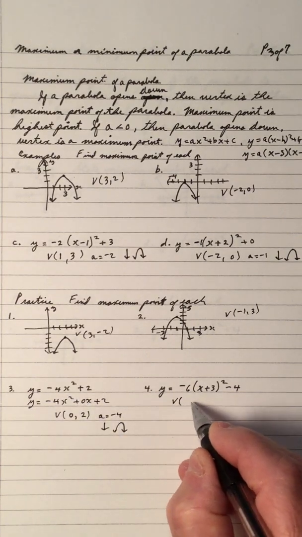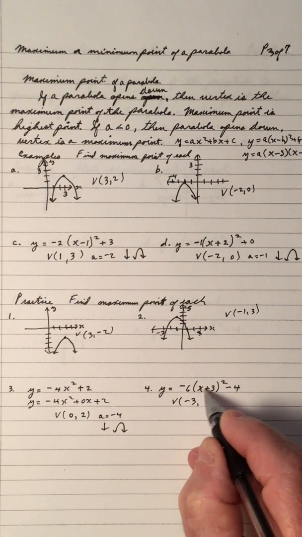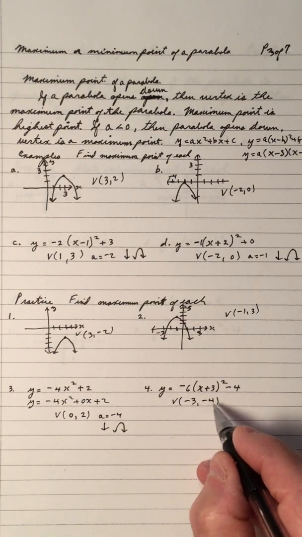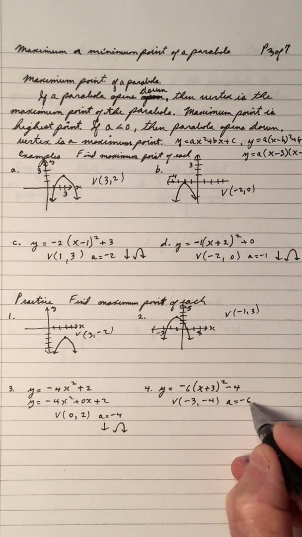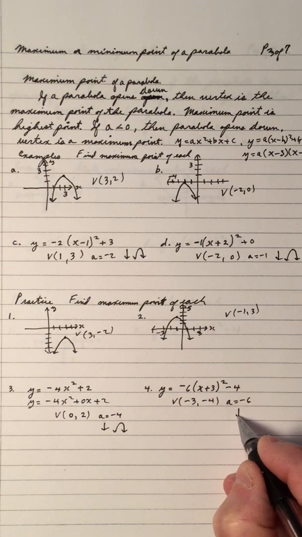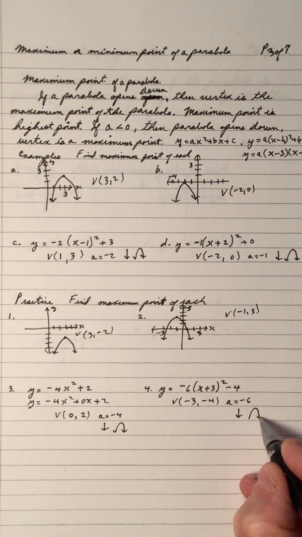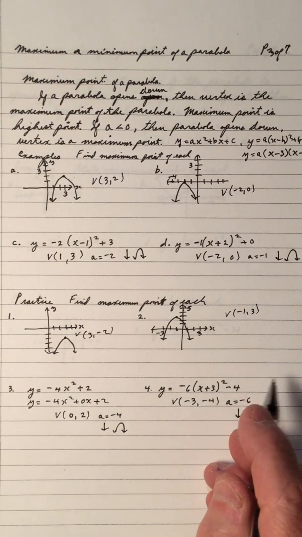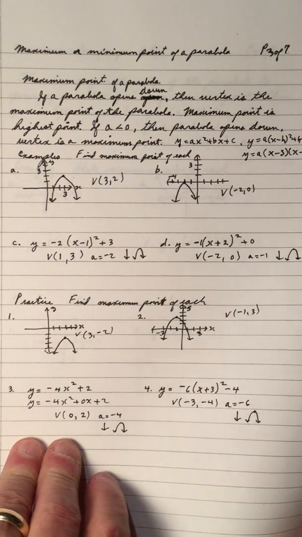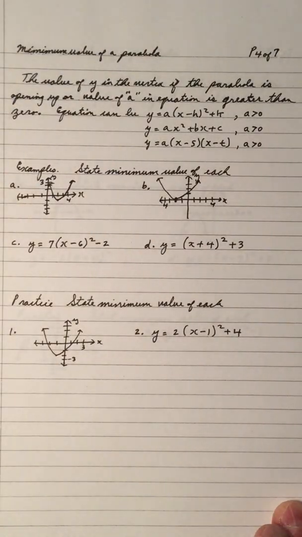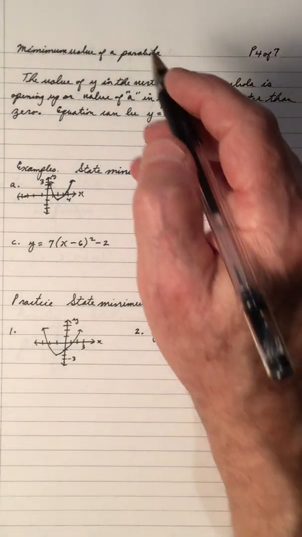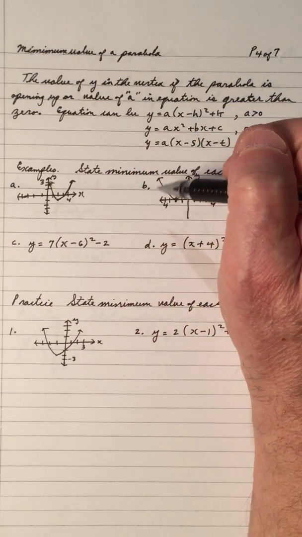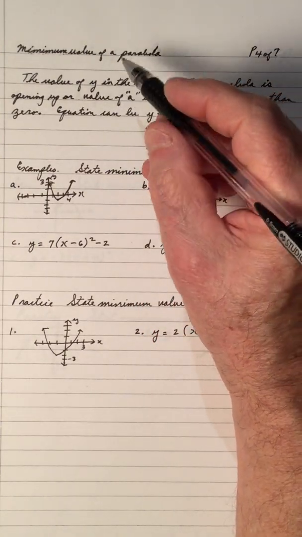And the vertex of this parabola is x is -3, opposite of 3, and y is -4. A is -6, so the parabola is opening down like this. So the vertex of the parabola, which is right there, is -3, -4. The maximum and minimum point of a parabola is the vertex. Now we know, after we practice, finding the maximum and minimum point.